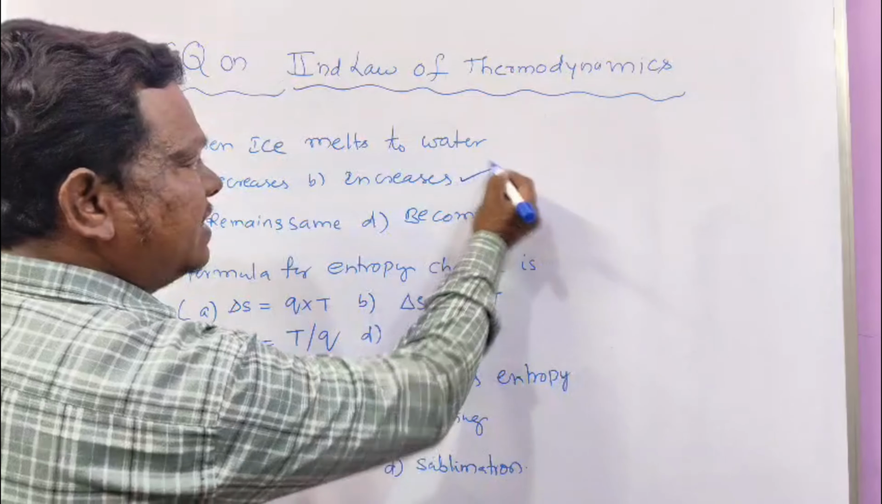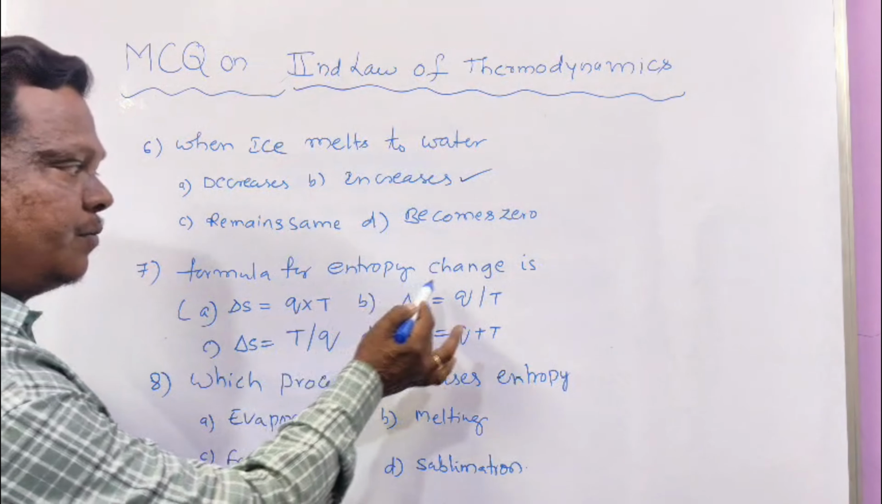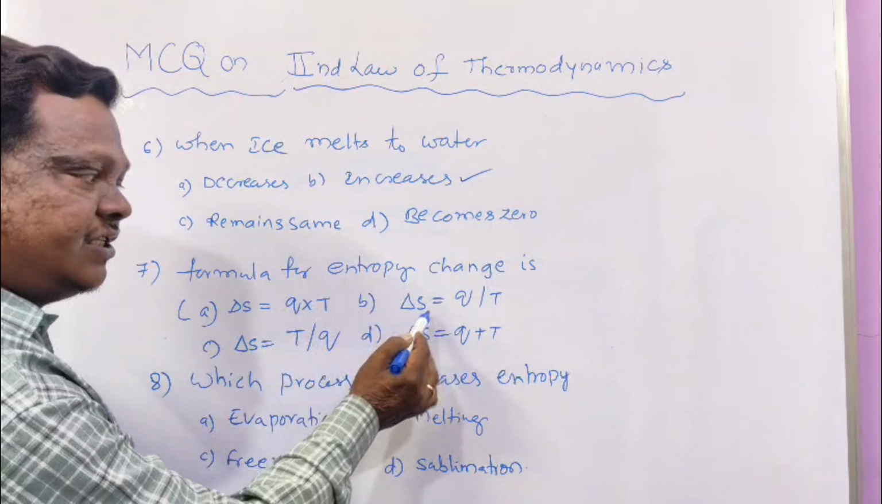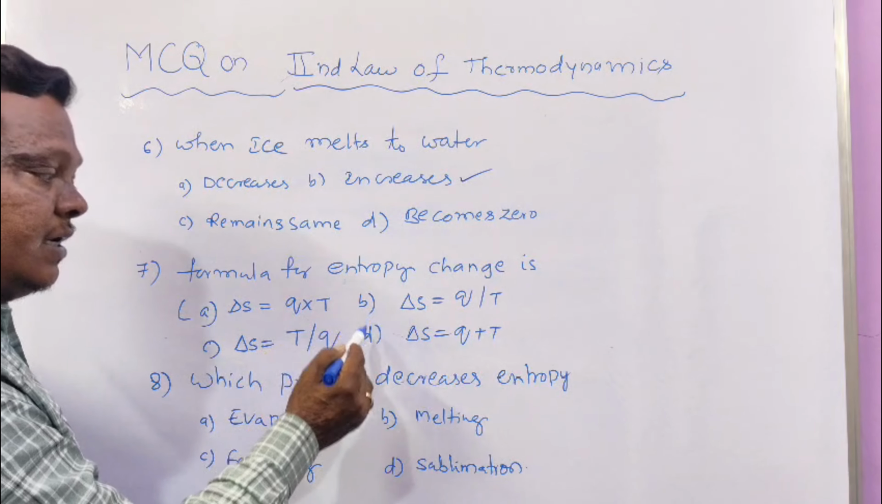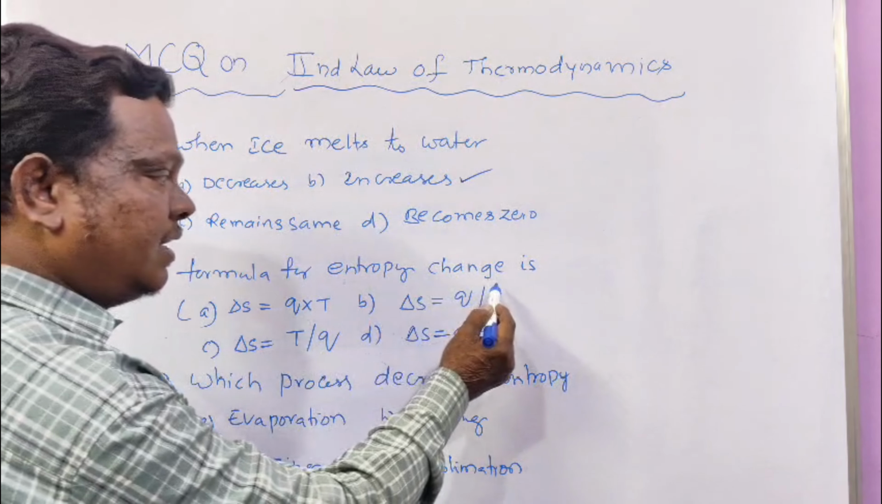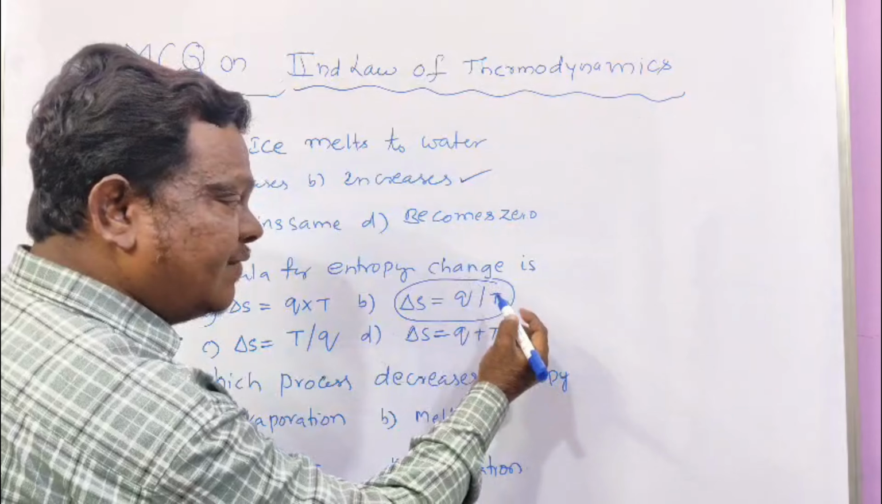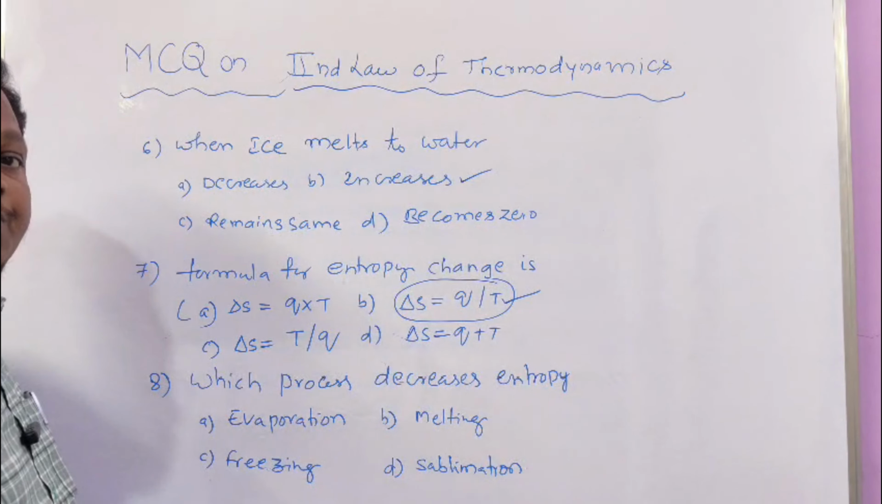So the answer is increases. Next question: the formula for entropy change is delta S equals Q into T, delta S equals Q by T, delta S equals T by Q, or delta S equals Q plus T. But we already discussed that the absorbed heat energy is divided by the absolute temperature, so the answer is B.